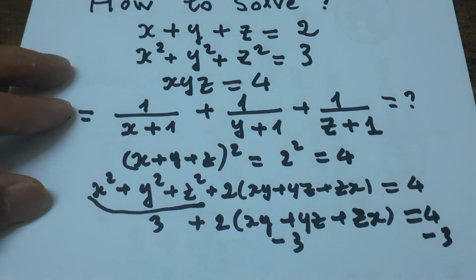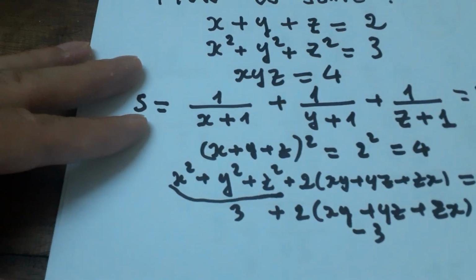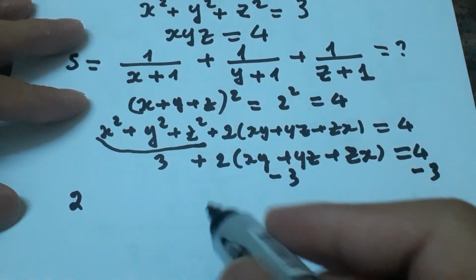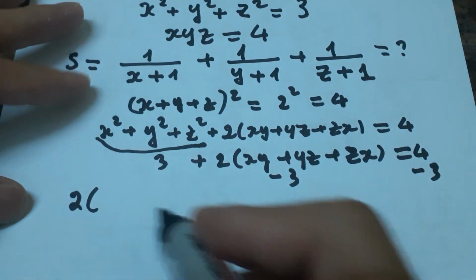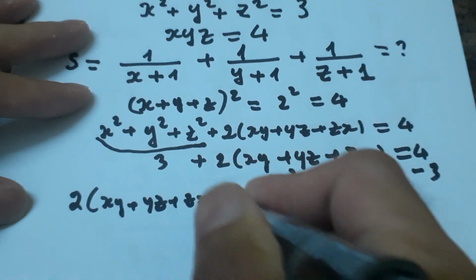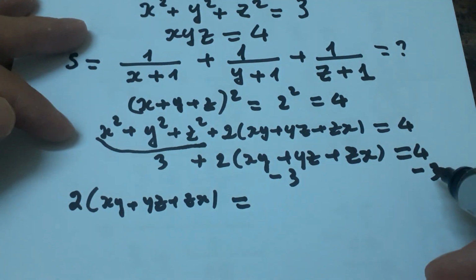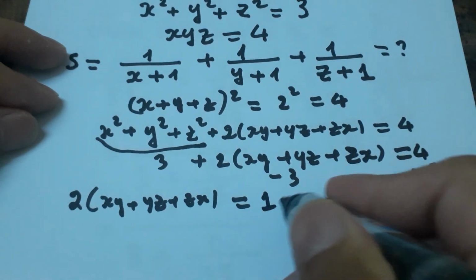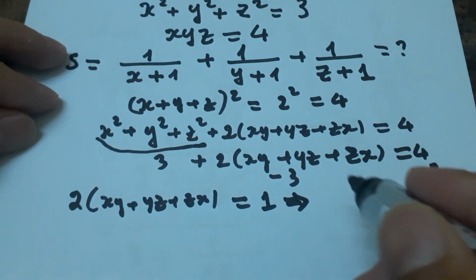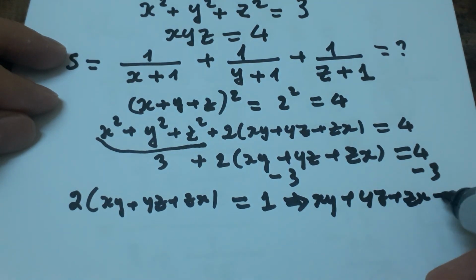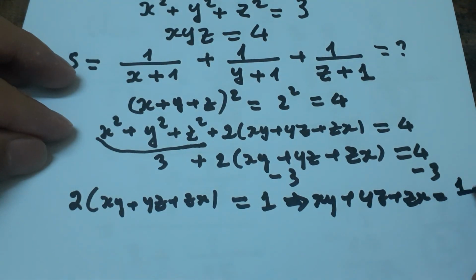Minus 3. We have 2 times (xy plus yz plus zx) equals 4 minus 3 equals 1. So xy plus yz plus zx equals 1 divided by 2.